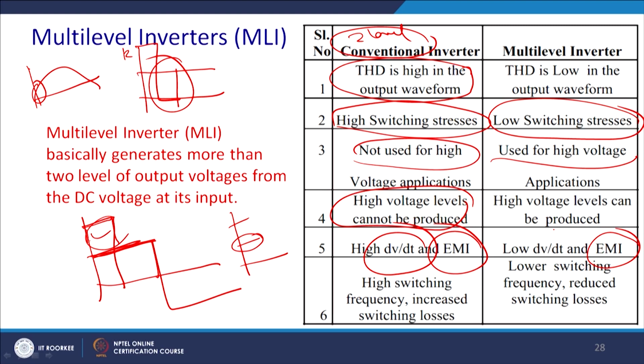Since we require the same output and the same THD, if you use the 2-level inverter, we require to increase the switching frequency to achieve the same THD at the size of the filter. And once you increase the switching frequency, you also increase the switching losses. So, it will have more switching losses.